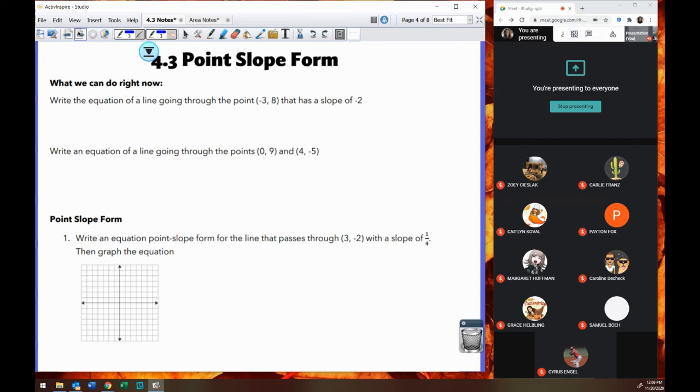Question number 1 says, write the equation of a line going through the point (-3, 8) that has a slope of -2. Up until this point, everything we know is in slope-intercept form: m is your slope, b is your intercept.